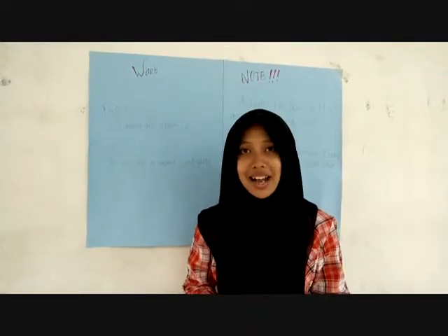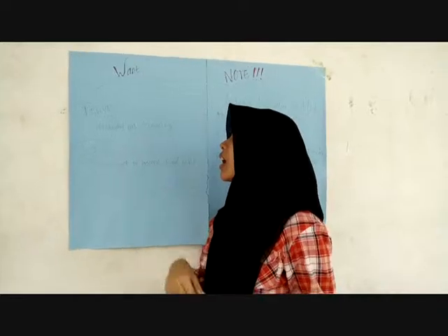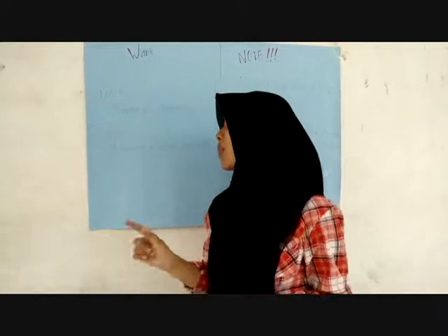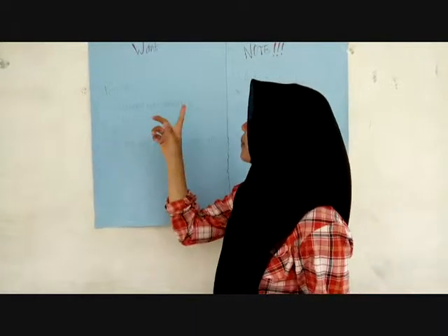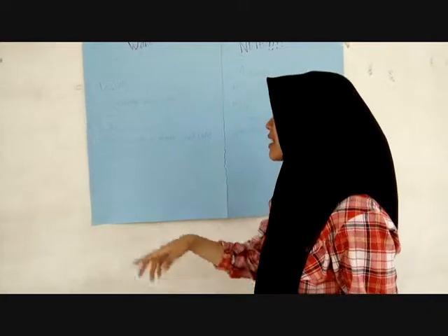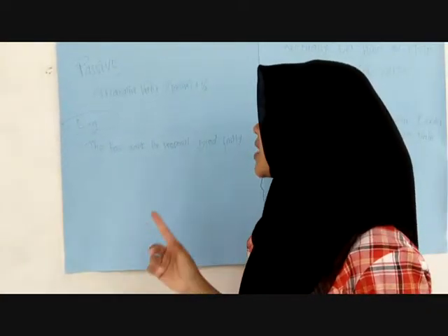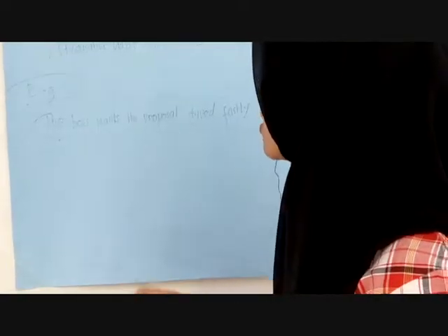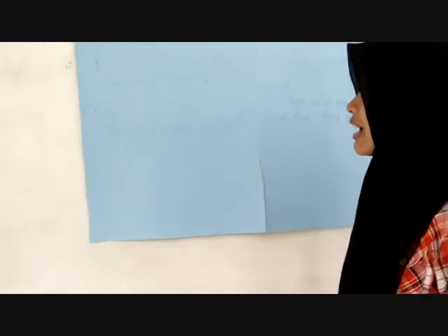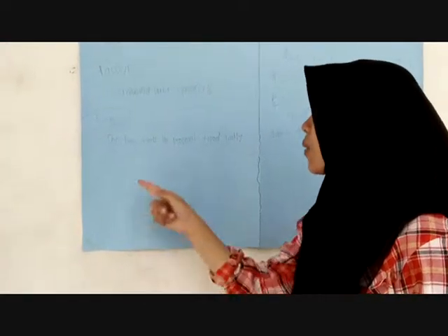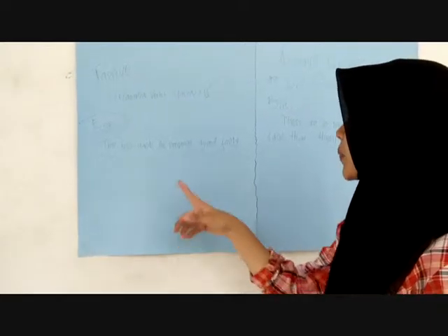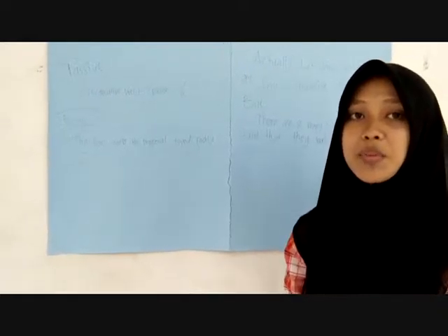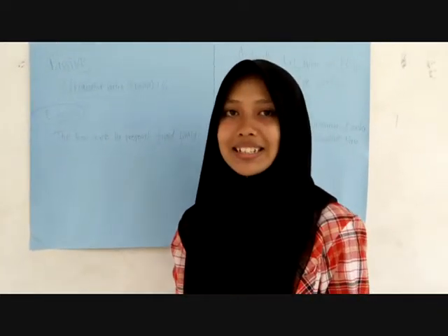I would like to explain the last kind of causative verb. It is want. Want here just has a passive form and there is no active form in want. And the formula of want in passive form is subject plus causative verb plus object passive plus verb 3. And the example is, the boss wants the proposal typed fast. The boss here is the subject, wants is the causative verb, the proposal is the object passive, typed here is verb 3, and fast is the complement.